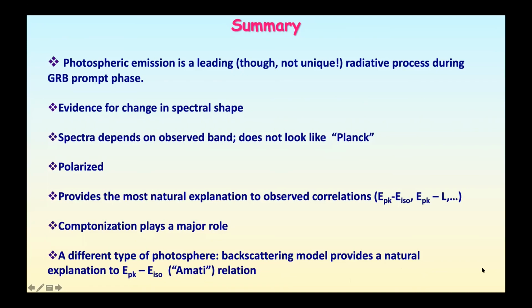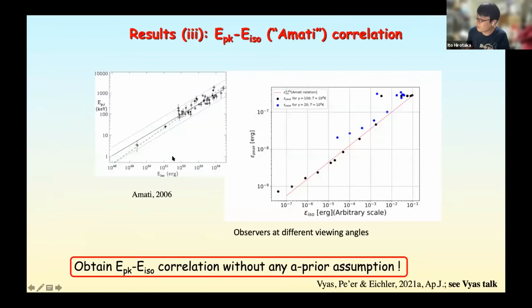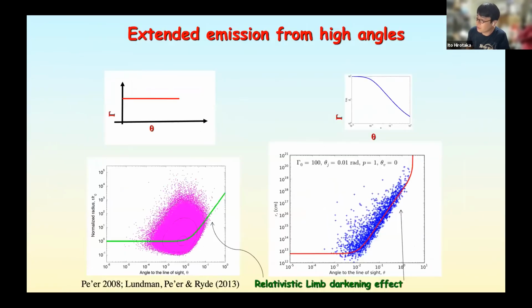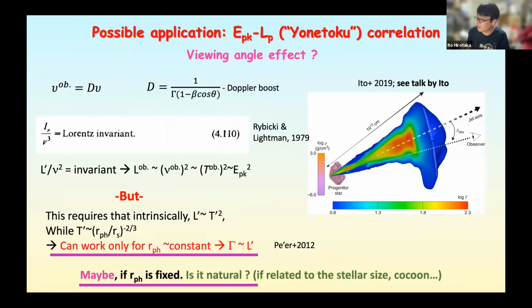Hi, Asaf. Thank you for the very nice talk. I have just one quick comment about my work you just introduced. I think you made a very simple explanation of how the Yonetoku relation arises from the simulation. Like you said that the photosphere has to be constant, but actually the simulation shows a very structured shape for the jet. So the photosphere itself is highly angle dependent, and the Lorentz factor is angle dependent.